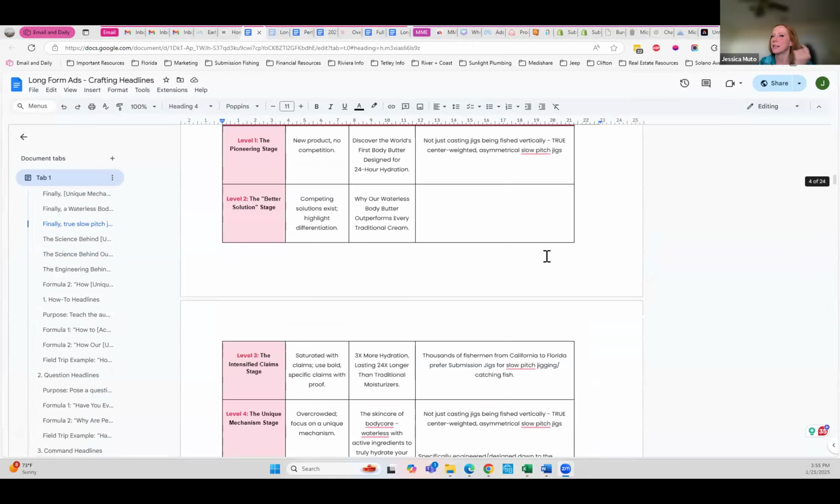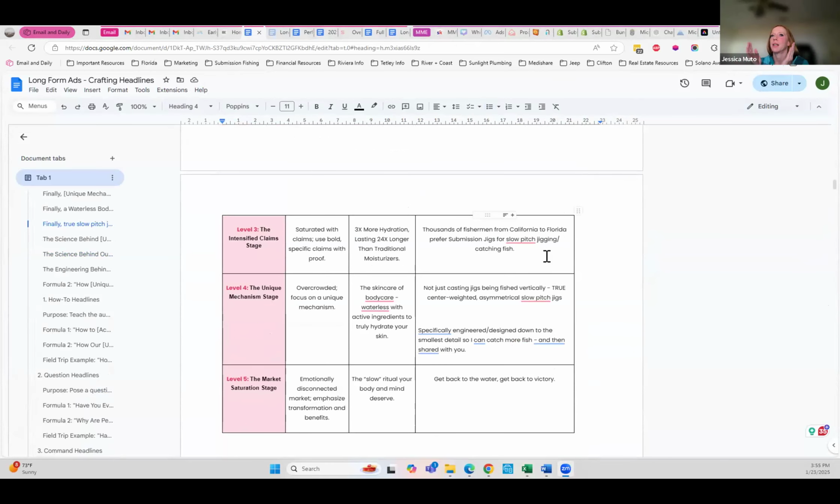So our unique mechanism is that most of the slow pitch jigs on the market, and this is so nerdy, are just casting jigs that people are fishing vertically. They're not really truly center weighted, asymmetrical with the right action as they fall that really mimics dying bait fish. I mean, maybe they flutter a little bit, but they're not really creating the action that makes a fish want to bite because they think it's prey, which is the whole point of slow pitch jigging: you're mimicking prey.